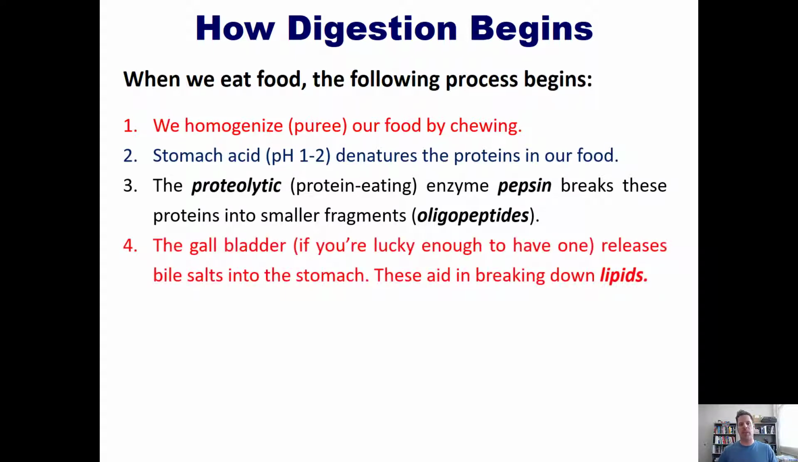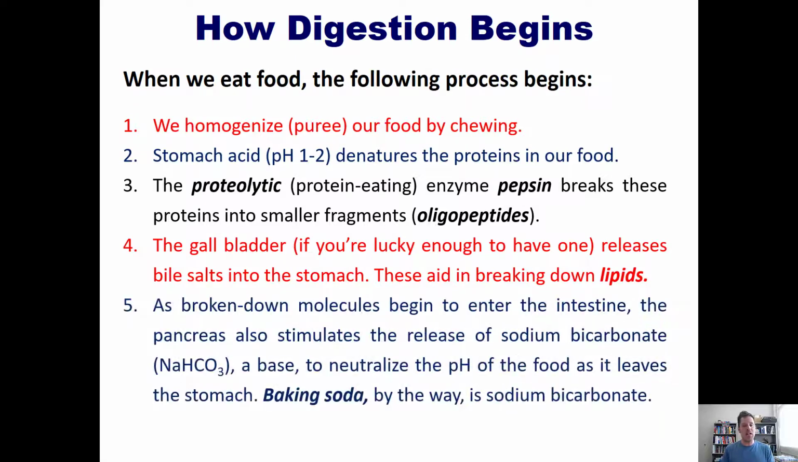Fourth, the gallbladder, if you're lucky enough to have a gallbladder. See, I don't. I'm actually a gallbladderless freak because I had to have my gallbladder removed years ago because of some health problems. Anyway, but the point is, if you have a gallbladder, your gallbladder releases bile salts into the stomach, which then aid in breaking down lipids.